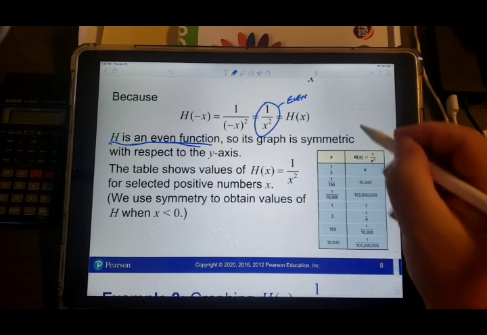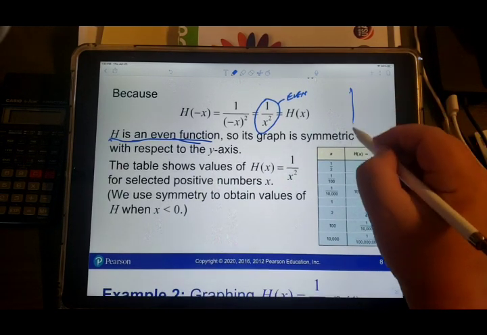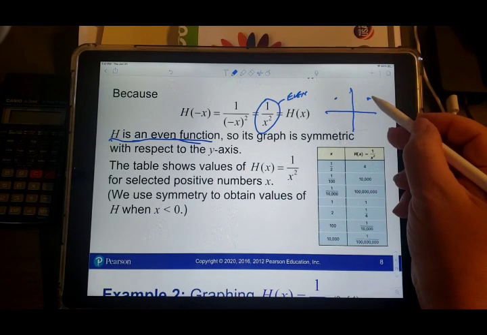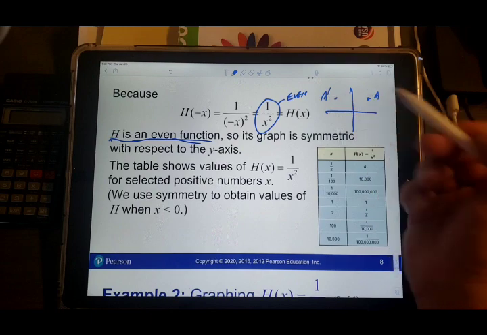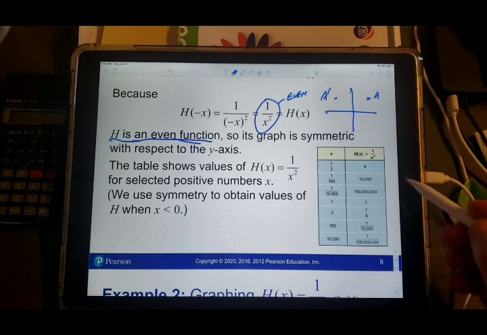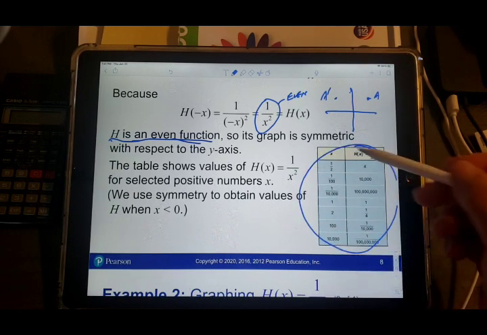So if it's even, symmetry with respect to the y-axis. If there's a point here, it has a reflection point on the other side. Very typical thing to do.